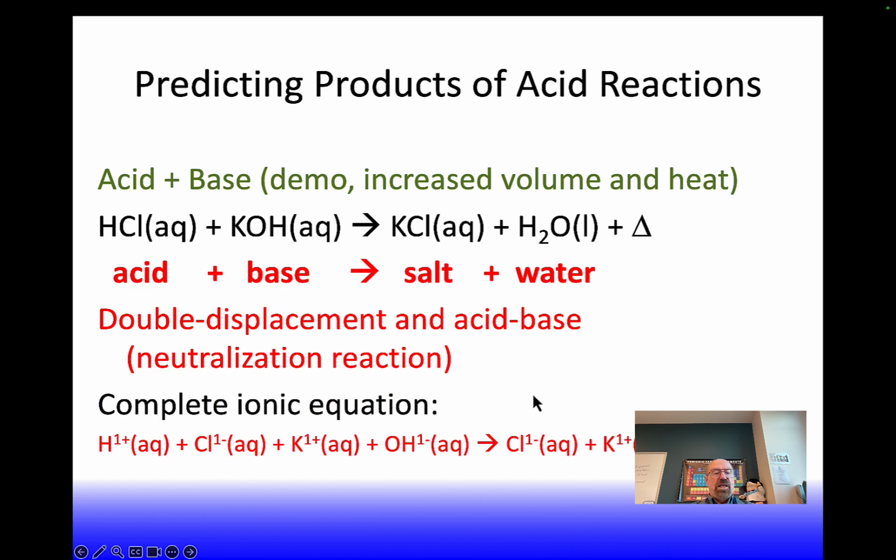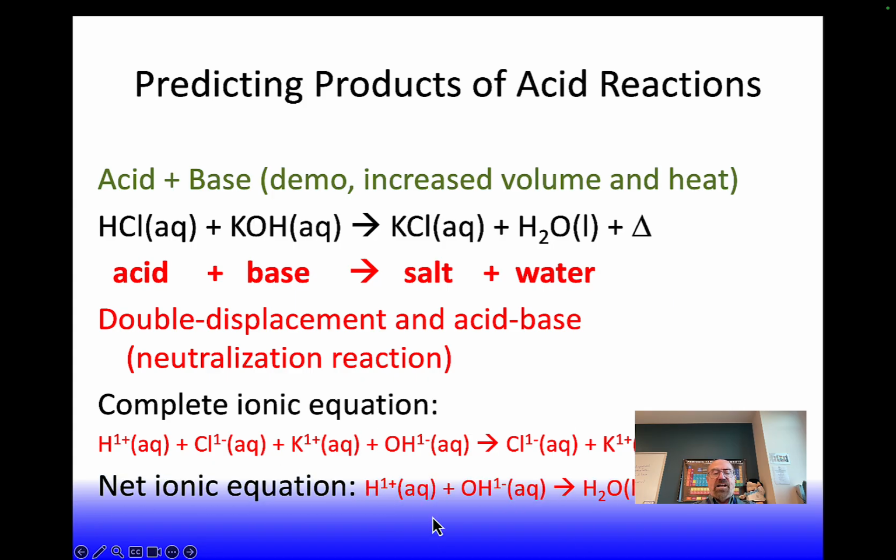Now, the complete ionic equation is written here for this reaction. Do you notice that everything still just breaks apart into ions? We have to put in the state symbols, we have to put in the charges, but what doesn't break apart is the covalent compound water. It doesn't break apart in ions.